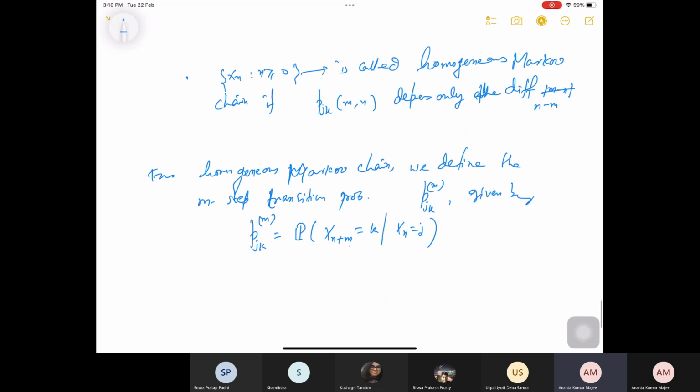Okay. So now I can put n equal to 0. This is X_m. I can, because it does not depend on n, it only depends on the differences. So the m-step probability I can use exactly in this way.